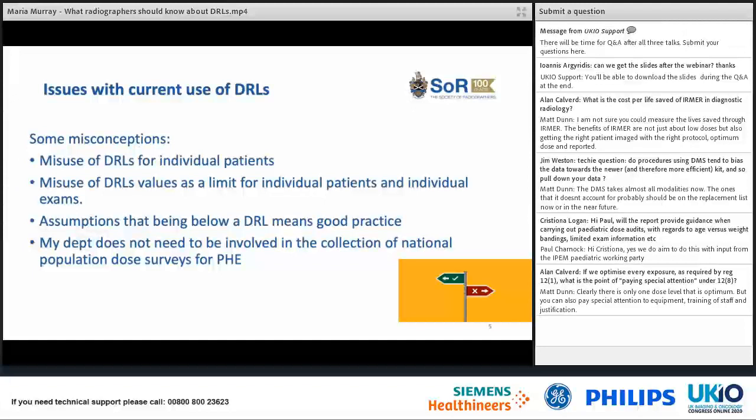And there's this misconception that you don't need to be involved in the collection of national population dose surveys from Public Health England, but you now know that you do. Public Health England are not insistent at the moment. They are still expecting departments to do it as part of very good practice.